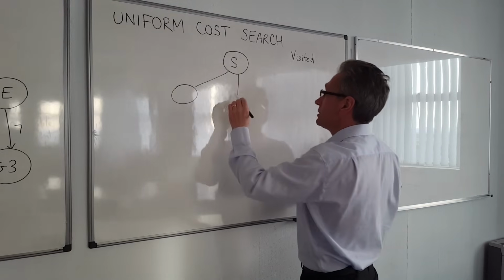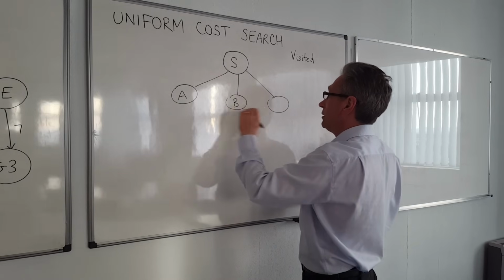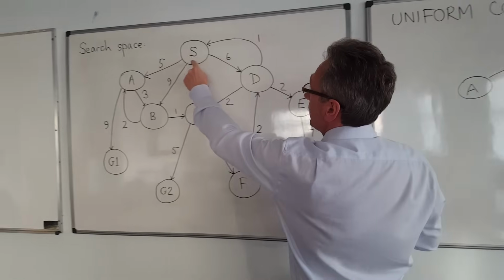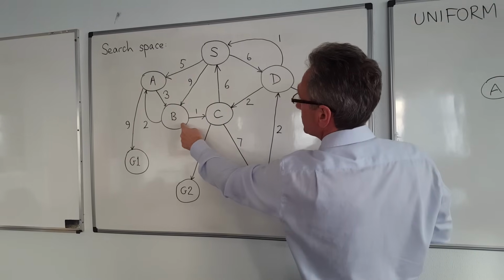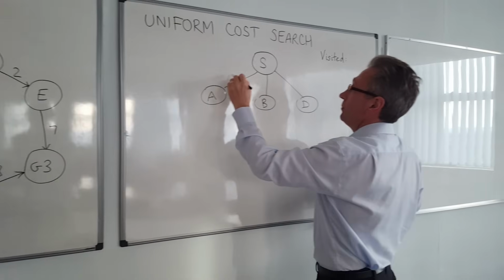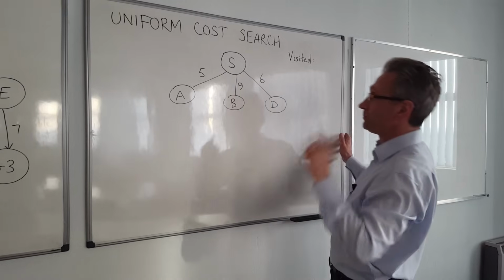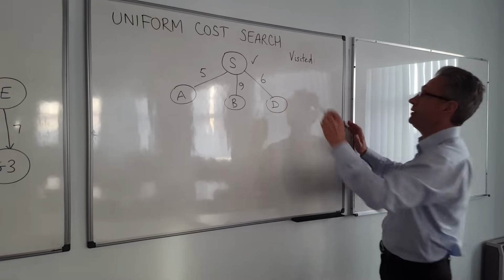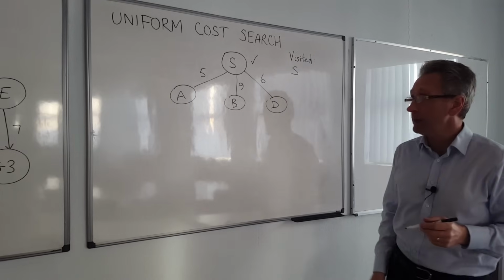And the way that we expand it is like this. We consider all places in the graph that we can get to from the start state. And the places that we can get to are A for a cost of 5, B for a cost of 9, and D for a cost of 6. So we write 5 here, 9 here, and 6 here. We now say that this node has been visited because it's been expanded, and we add it to the visited list. So on the visited list so far, we've got S.